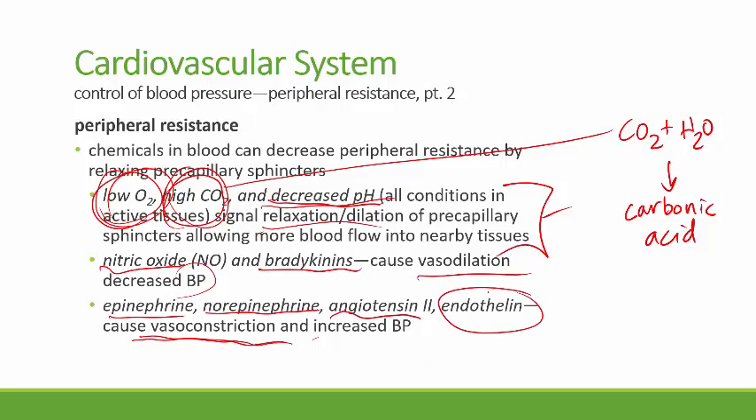Endothelin is a chemical that is released by the endothelium. So all of those will cause vasoconstriction, which will increase blood pressure. So anything that causes vasodilation, nitric oxide, bradykinins, will decrease blood pressure. Anything that causes vasoconstriction will increase blood pressure.